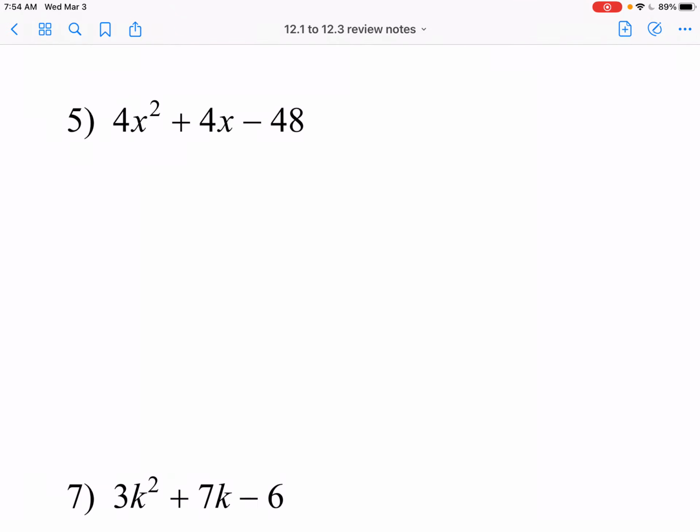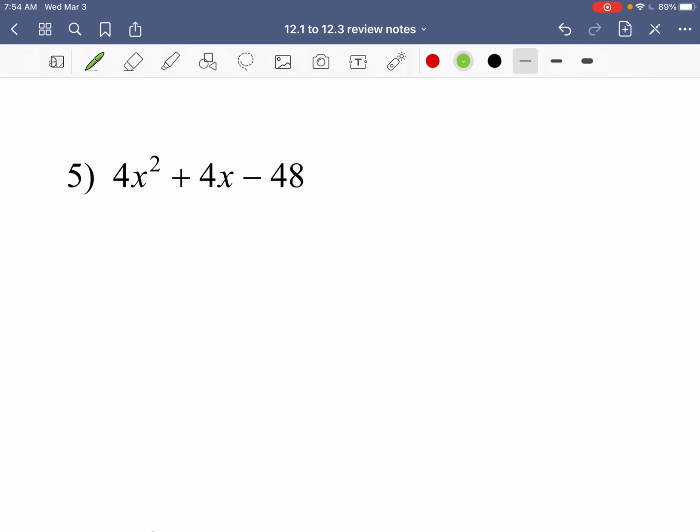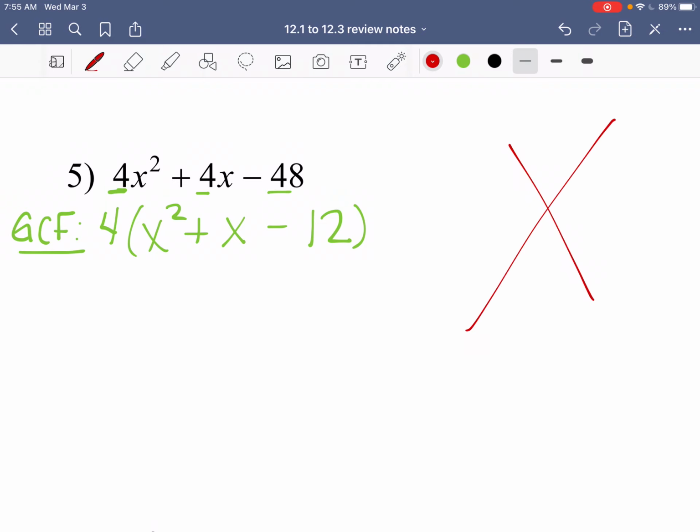Number 5 looks like it's 12.3, but it's actually still 12.2 because you're always going to be looking at your a value, right? Now we have a 4. So this isn't slip and slide because 4 can go into all three numbers. So this is a GCF problem. So your GCF is 4, which means you're going to divide them all by 4. From there, you can make your x and put a -12 on the top. And if there's no number, remember there's a 1 there.